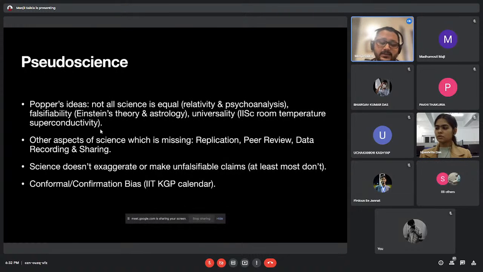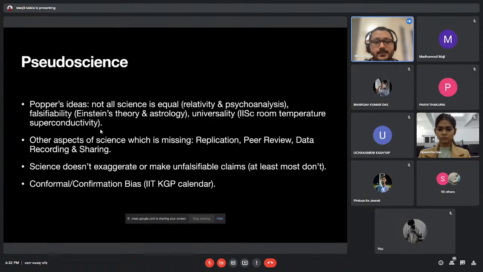In science, it is always imperative and important that you are open about your data sources, how you are collecting data, how you are analyzing the data, and how you are going to share or store that data. But in pseudoscience, all of these aspects are completely missing.